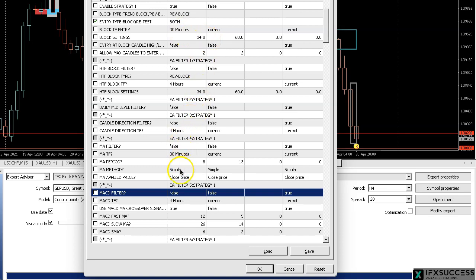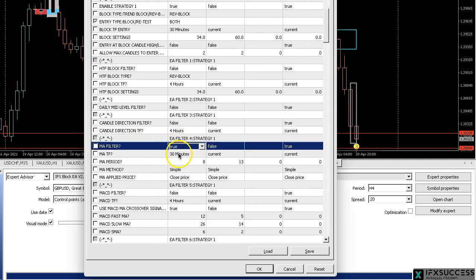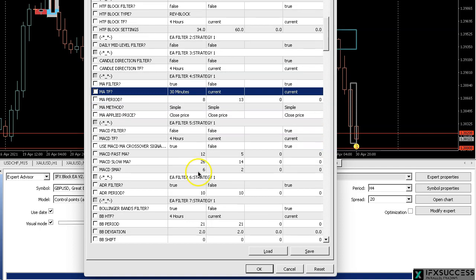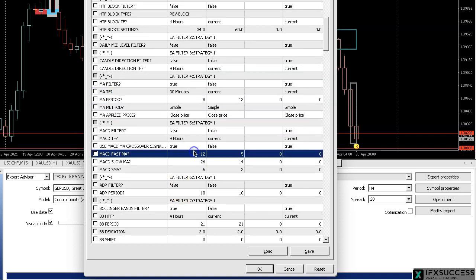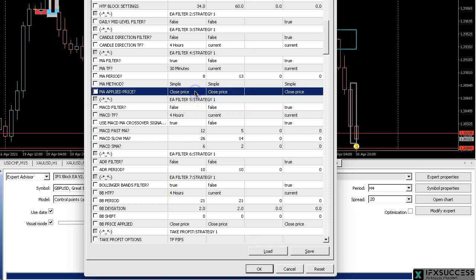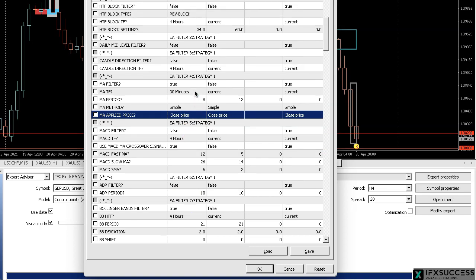I'm telling it that in order for it to actually work out, on the MA on 30 minutes, the reversal block candle needs to close below or above the 8 moving average. And I also wanted to say: follow if the price closes outside of the Bollingers on 4 hours, then look for an entry. This is a little bit more risky, but let's just see how it works out and see what we get in here.